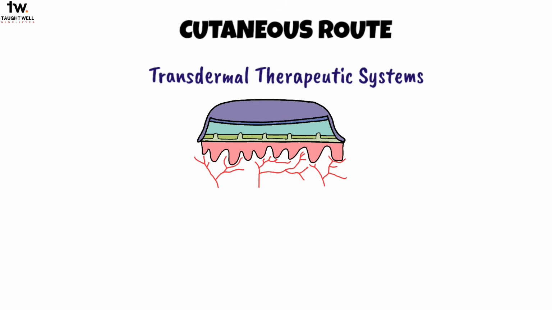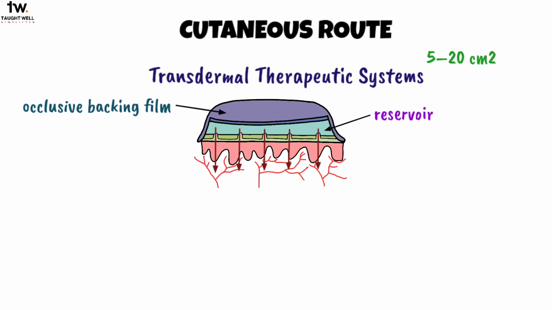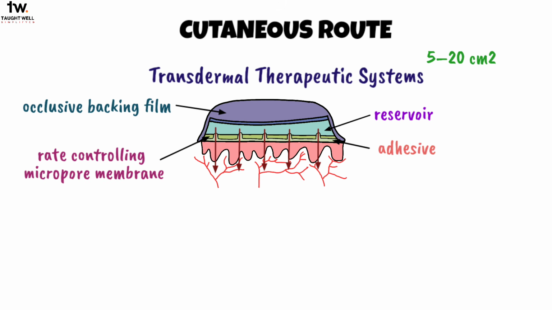These are devices in the form of adhesive patches of various shapes and sizes, around 5 to 20 cm square, which deliver the contained drug at a constant rate into the systemic circulation via the stratum corneum. The drug, in solution or bound to a polymer, is held in a reservoir between an occlusive backing film and a rate-controlling micropore membrane, the undersurface of which is smeared with an adhesive, which also has a coating with the priming dose of the drug, that is protected by another film to be peeled off just before application.